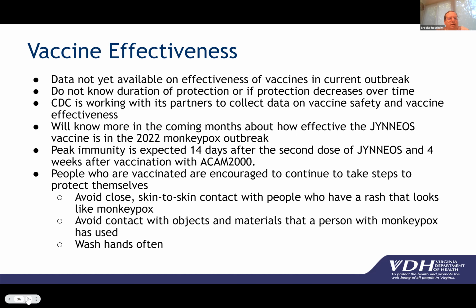The peak immunity regarding Jynneos is 2 weeks after the second dose of Jynneos. With ACAM 2000, if we ever got to the point of using ACAM 2000, currently we are not using it, that would be 4 weeks after vaccination with ACAM 2000. We've already talked about steps that people should take to protect themselves and to protect others, so I won't go through those bullets. That would be another, other measures for infection prevention and control. Next slide.